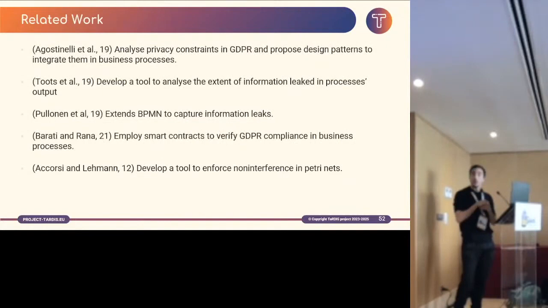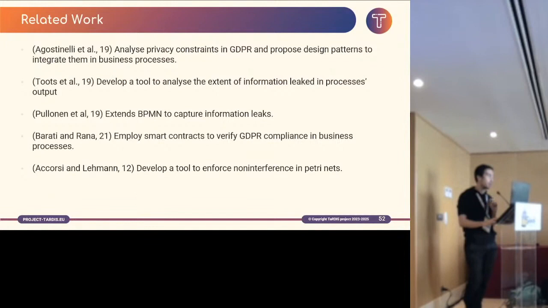Regarding related work, information flow control and, more generally, data privacy in business processes. Agostinelli et al. analyzed privacy constraints in GDPR and proposed design patterns to integrate them in business processes. This, however, is just a design pattern and does not enforce anything. Toots et al. developed a tool to analyze the extent of information leakage in process output. However, once more, it analyzes to what extent information was leaked and does not prevent it.